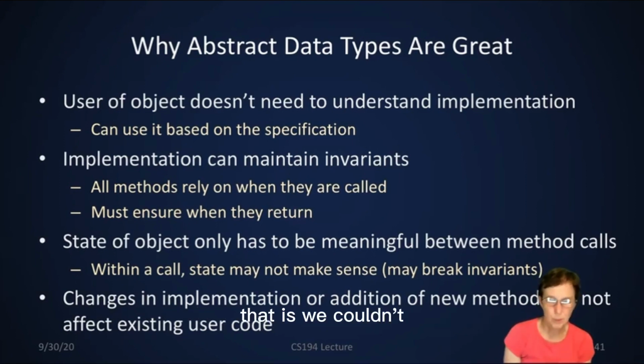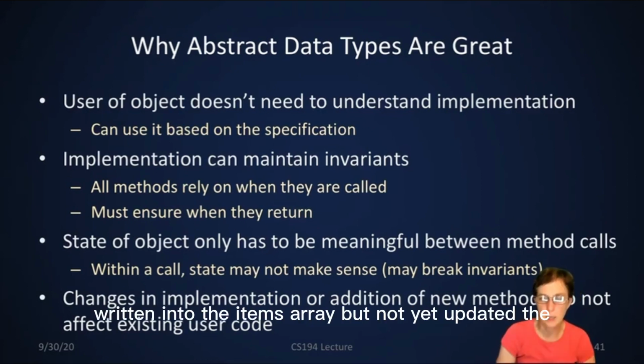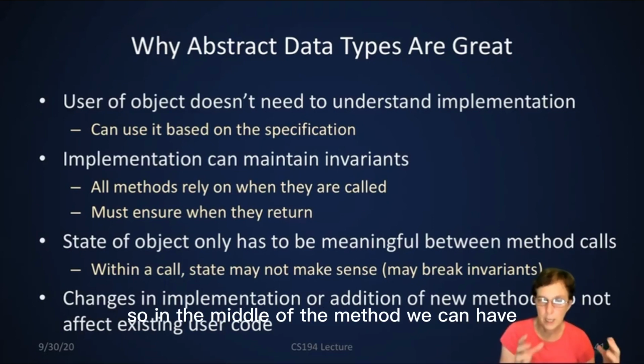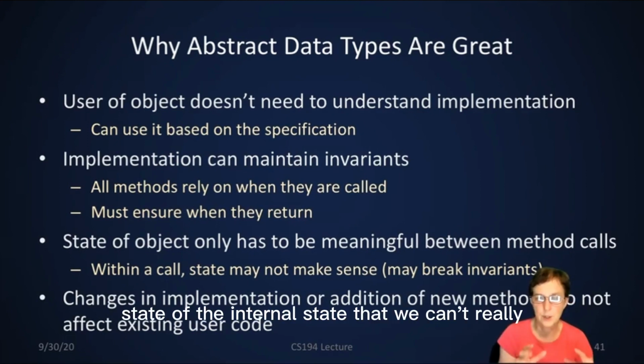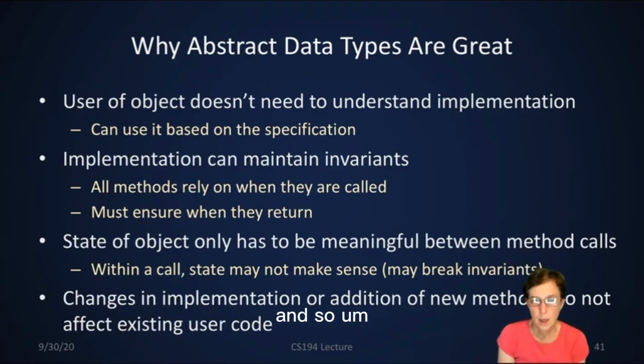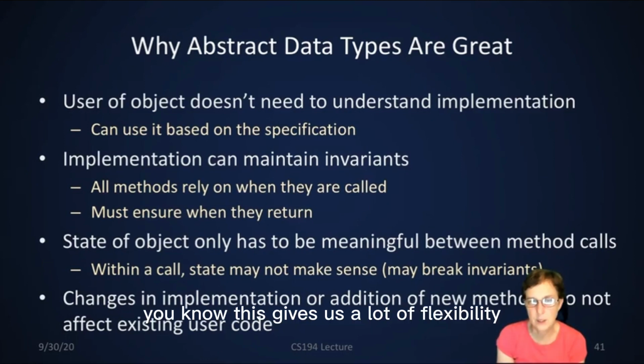That is, we could have mucked around with the head and the tail pointers. We might have written into the items array, but not yet updated the tail pointer or whatever. So in the middle of the method, we can have internal state that we can't really think of as an abstract queue object. What this also means is this gives us a lot of flexibility in implementing the methods.